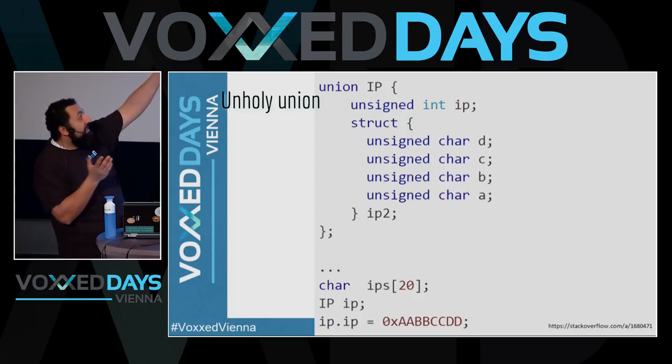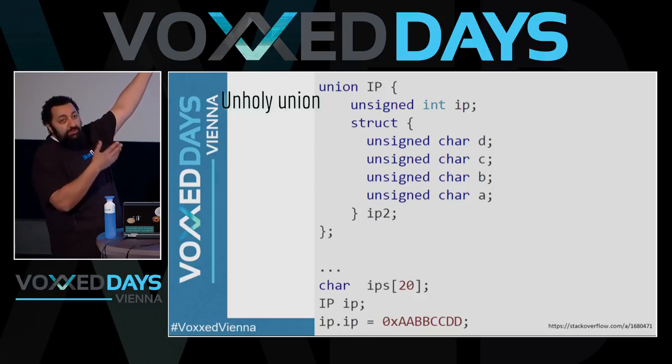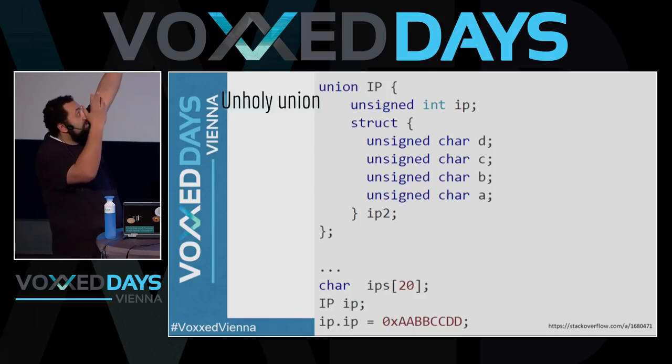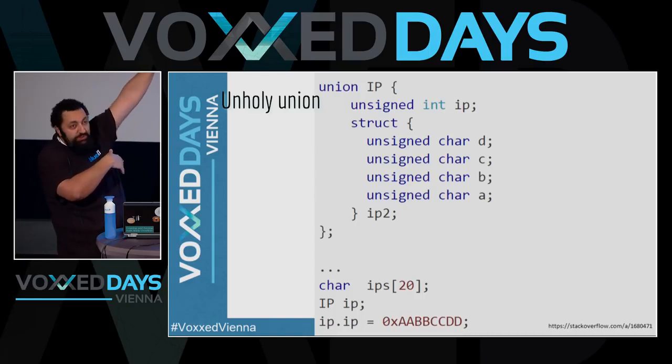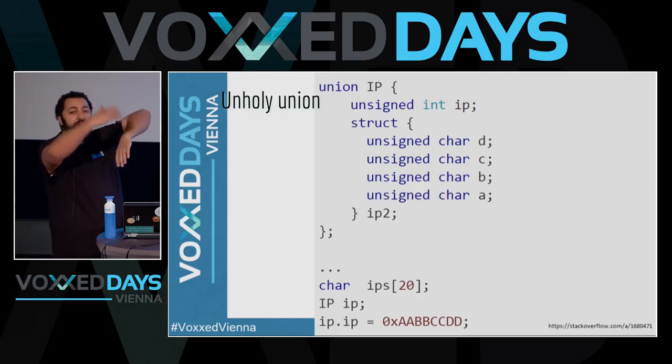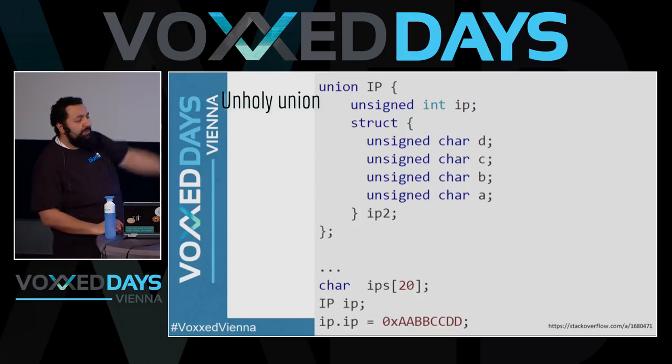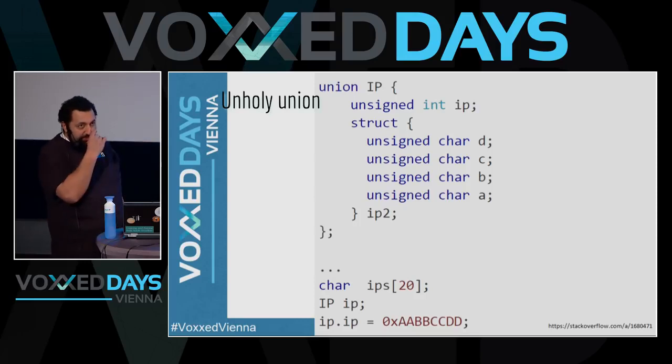In this case the int is the largest member, 32 bits, so this union is 32 bits. If you access D, C, B, or A from the struct, they will overlap with the int. A simple example is doing it with an IP address. That's what most people say unions are useful for.